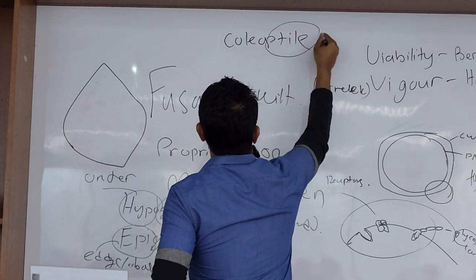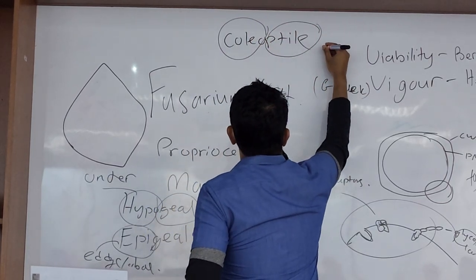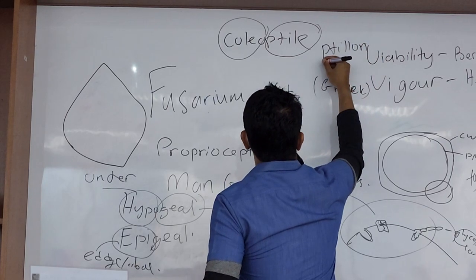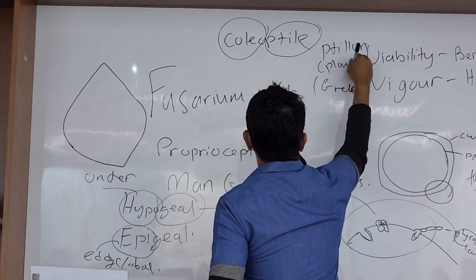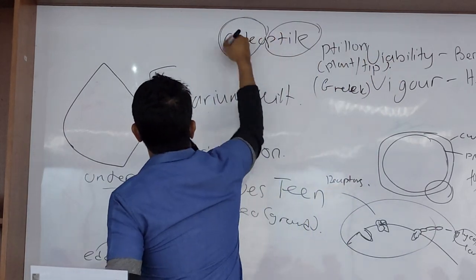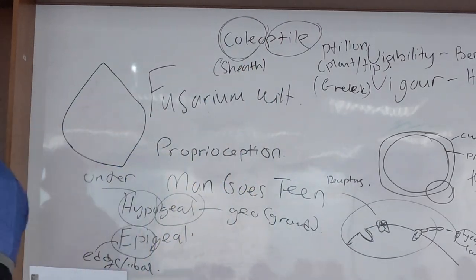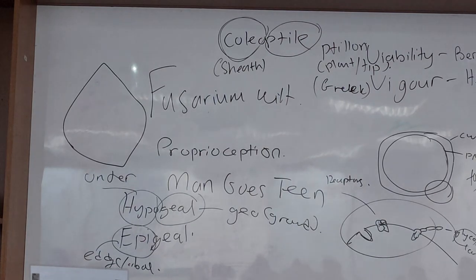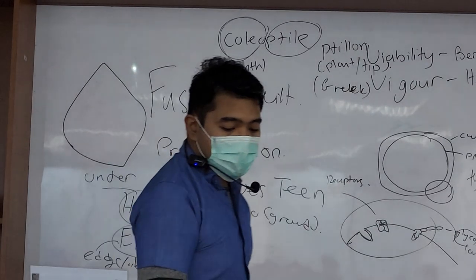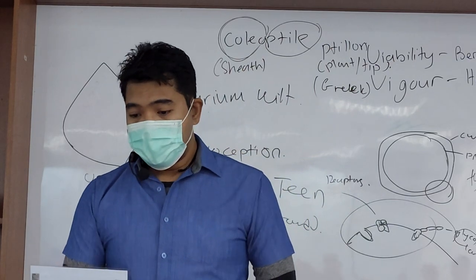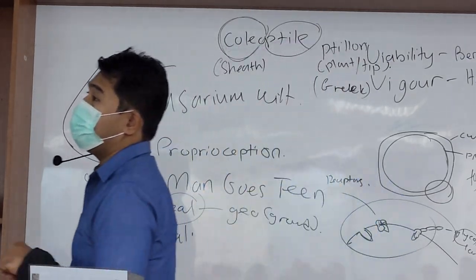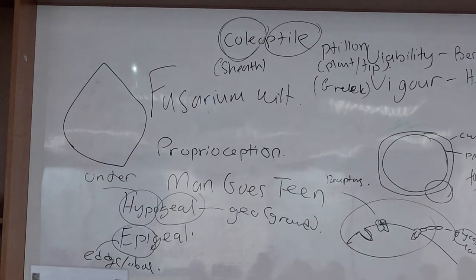So this ptile, this is ptilon. This means plant or tip. Coleo means sheath. Sheath, like a sword, you've got a sheath. So coleoptile, remember, is for the plumule. Coleorhiza, rhiza means root. It's a Greek word as well. Rhiza means root. Coleorhiza is the protecting cap for the root. Again, it keeps cropping up, confirm as an exam question.